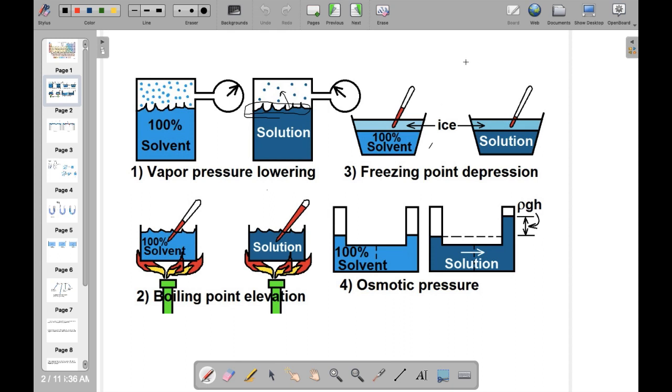Okay, so remember, when this is getting colder, kinetic energy is lowering. Eventually, it will form a solid. It's going to form a crystal. But yet again, if I add a solute in here, it sort of blocks the crystals from being formed. It makes it more difficult for the crystals to form.